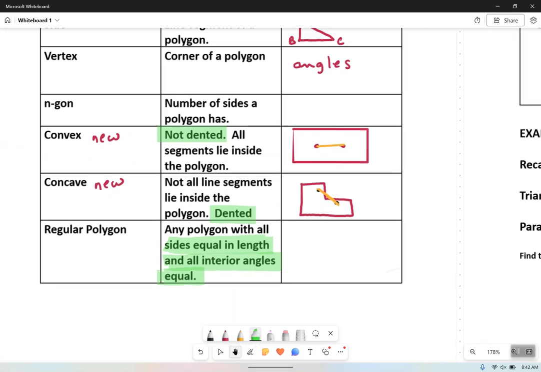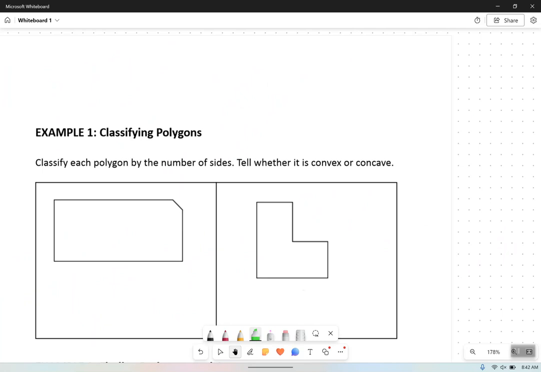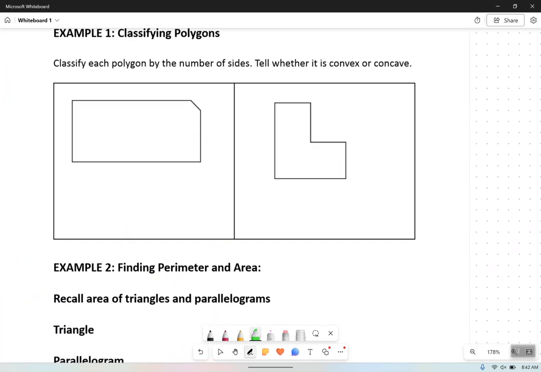Okay, you guys ready to move on, next page? All right, guys, classifying polygons. First of all, we need to tell how many sides there are. It says classify each polygon by the number of sides. Tell whether it's convex or concave. Kids, let's count the number of sides in this first one. I've got side 1, side 2, side 3, side 4, side 5.